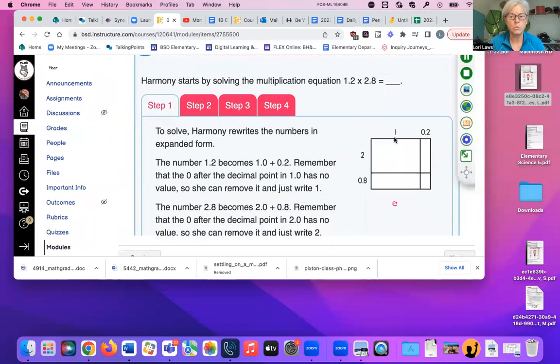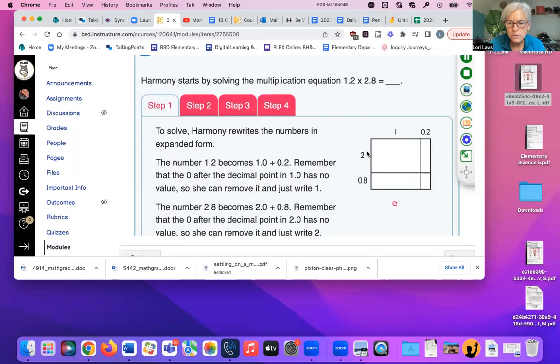Here they do it again. 1.2, they split it into 1 here and 0.2 here. Don't worry about where you draw the lines. It doesn't matter if this is really 0.2 or if this is really the same scale. As long as you have space in the boxes to do the math, sometimes it helps you understand it. And then 2.8. This is really going to be 4 different little partial product equations. You're going to take the 1 times 2, 1 times 0.8, 0.2 times 2, and 0.2 times 0.8.